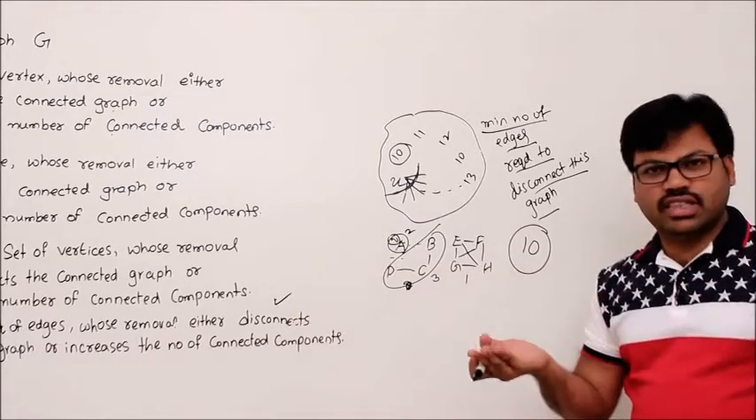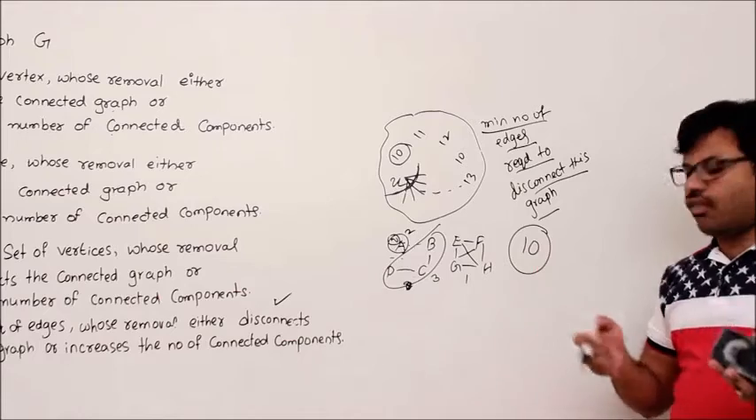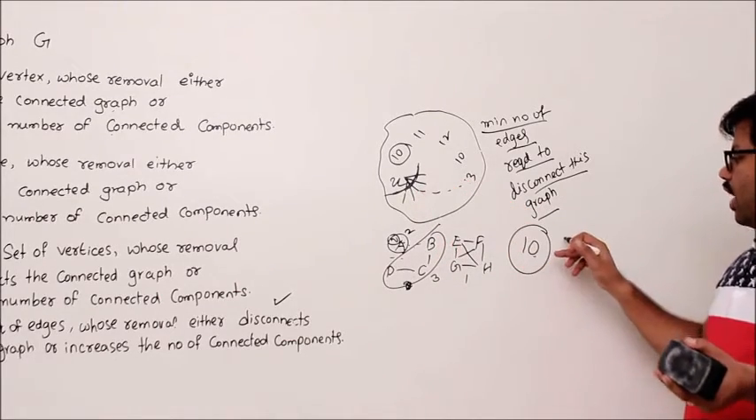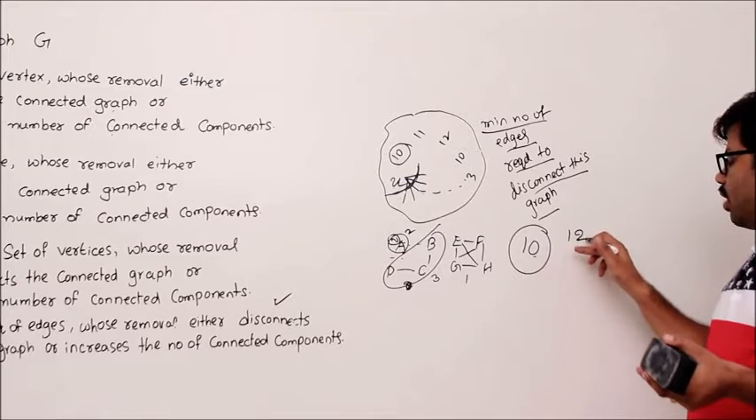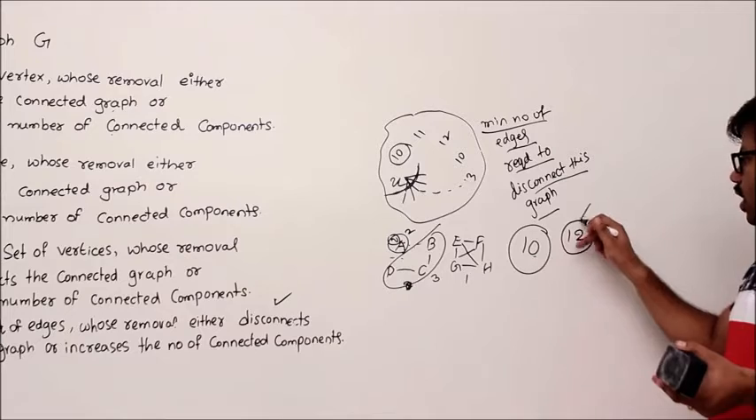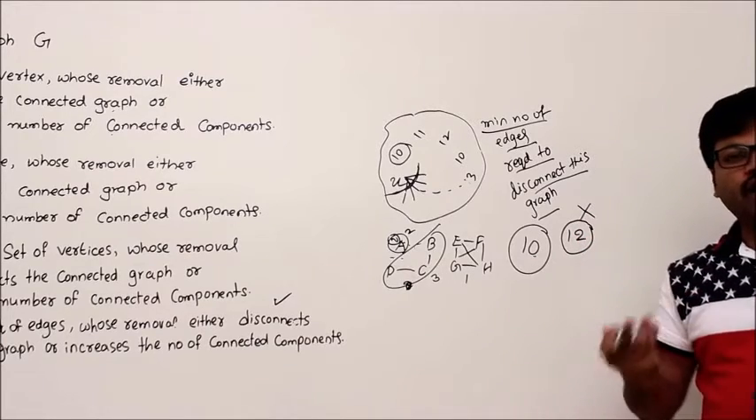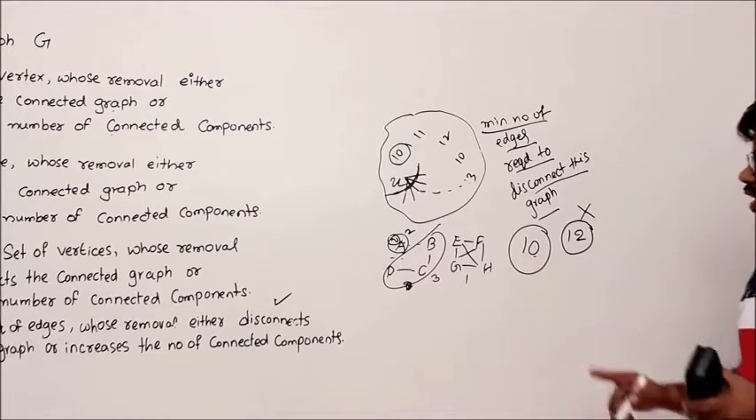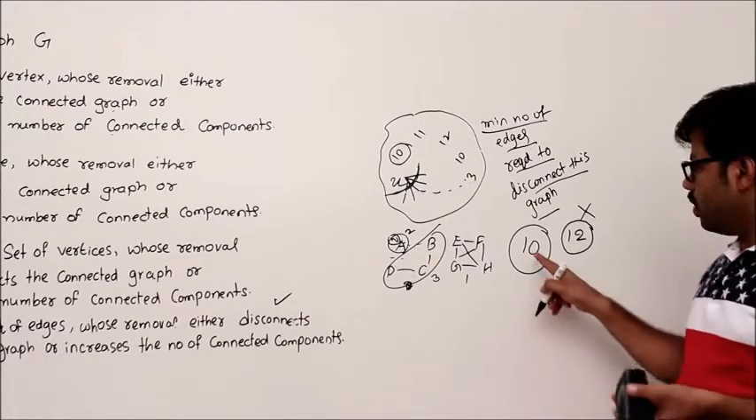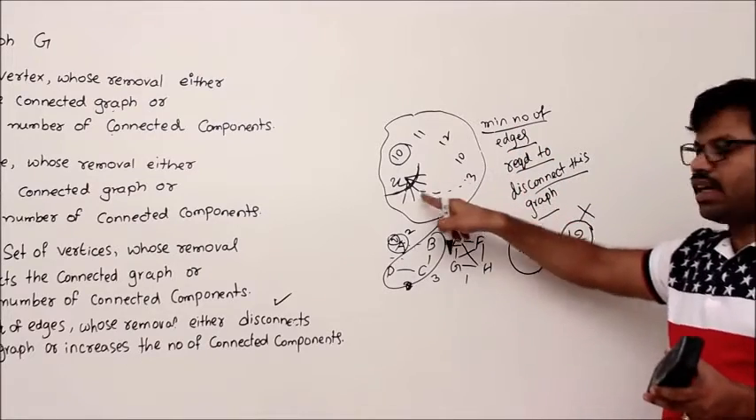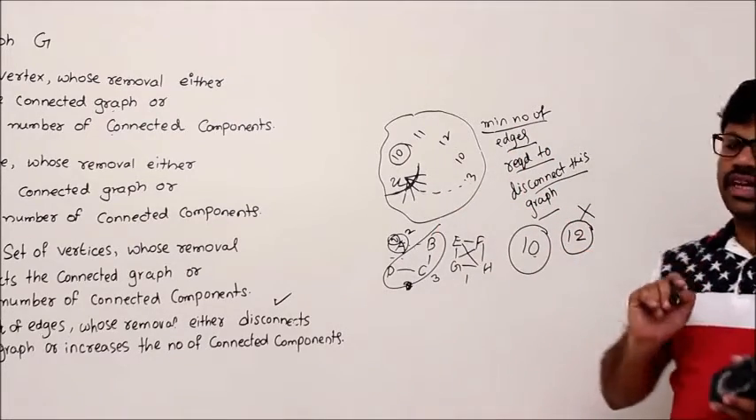Then the minimum number of edges required to disconnect any graph is not more than 10 for this graph especially, correct? So if anybody says that the minimum number of edges required to disconnect this graph is 12, then I argue that it is wrong. Why not 12? Because I can do it with 10, right? So that's why there is a relation between the minimum number of edges required to disconnect any graph and the minimum degree.